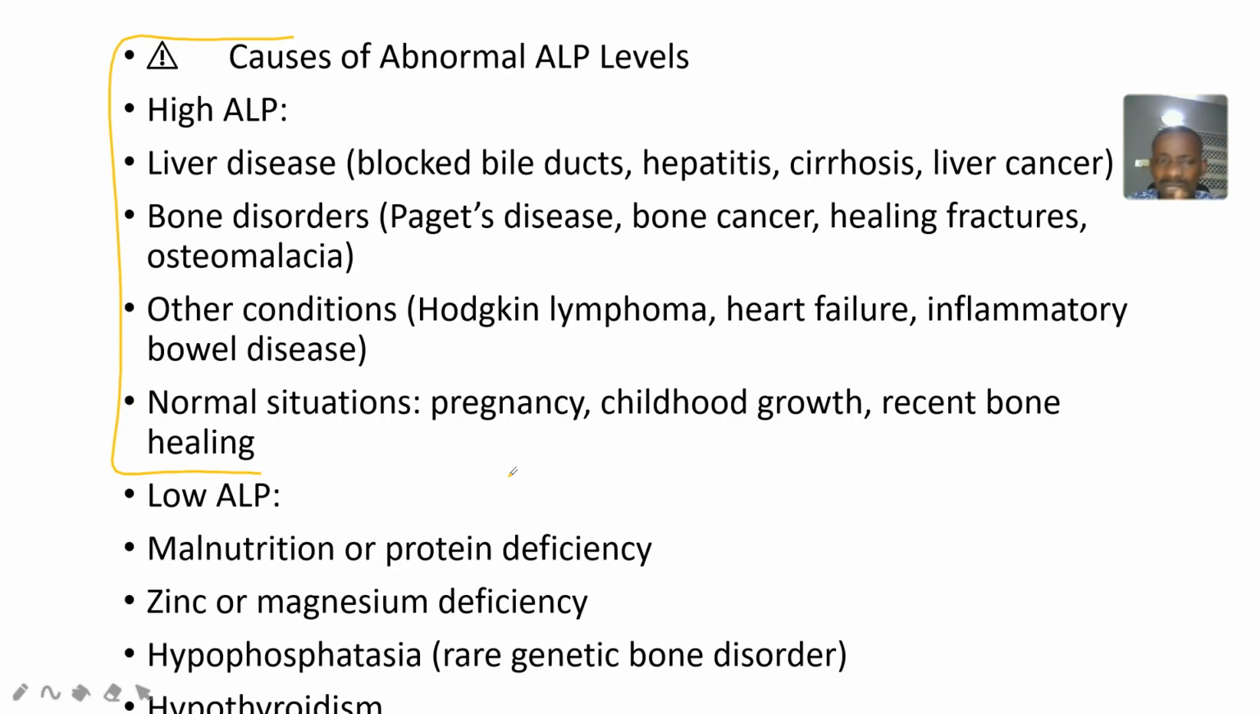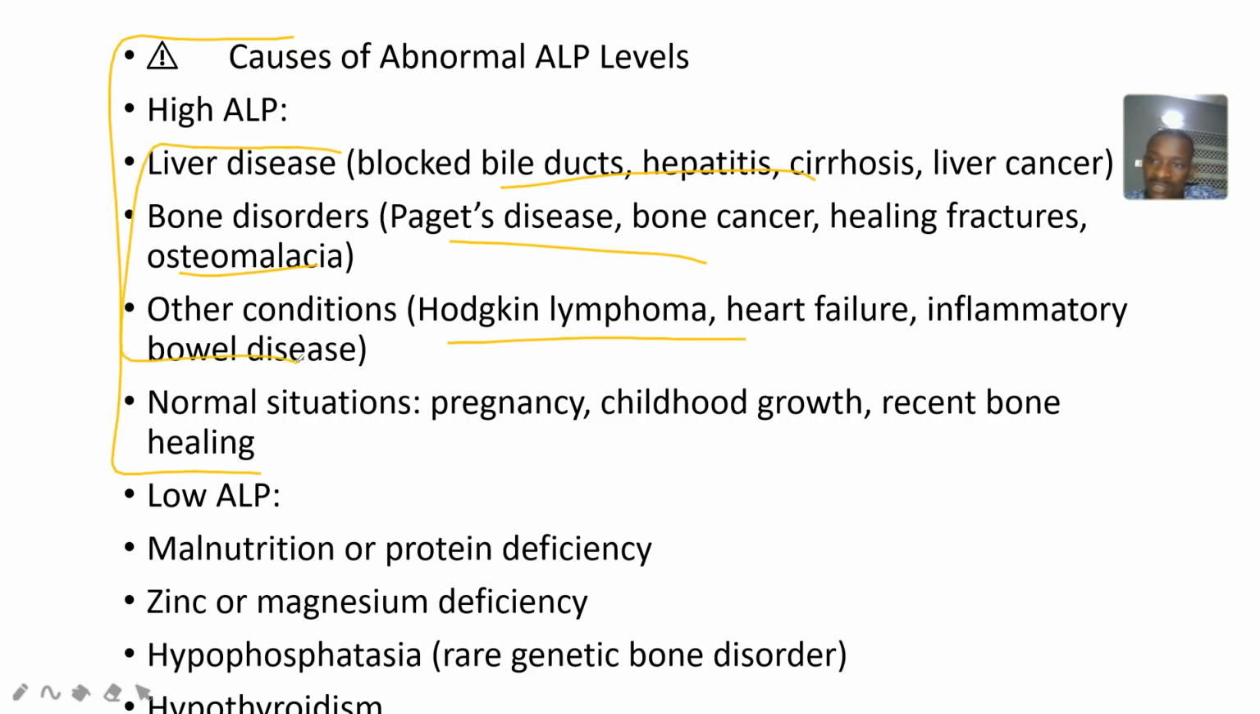For the disease conditions that could make alkaline phosphatase levels go up, we have diseases related to the liver, like a blocked bile duct, inflammation of the liver cells, liver cirrhosis, liver cancer. Bone disorders like Paget's disease, bone cancer, a healing fracture, osteomalacia. Of course, if your fracture is healing, there's a lot of bone reaction there. Other conditions like Hodgkin's lymphoma, heart failure, inflammatory bowel disease. All these are disease conditions.